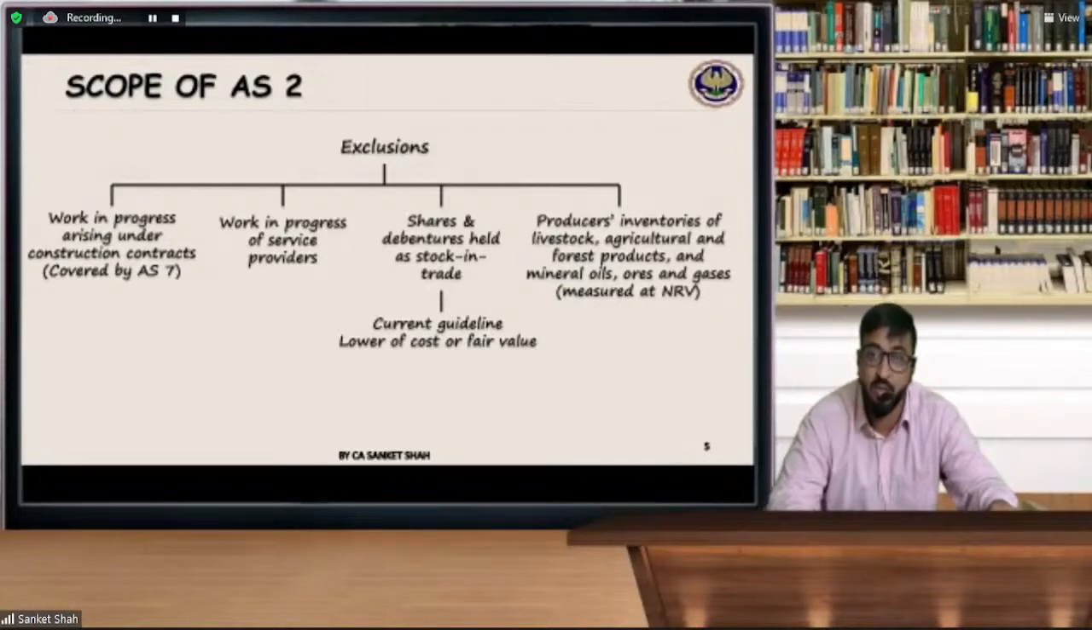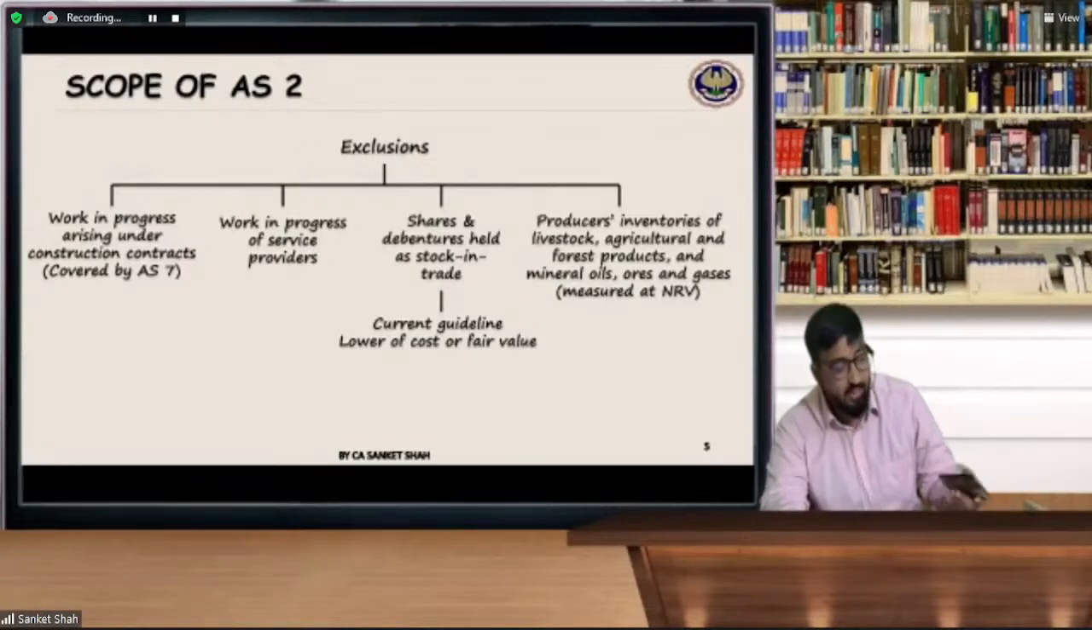So you must have understood the exclusions completely. I hope you are now clear with the concept of the scope of AS 2. Till now, do you have any query?